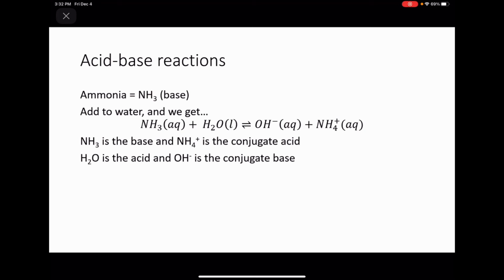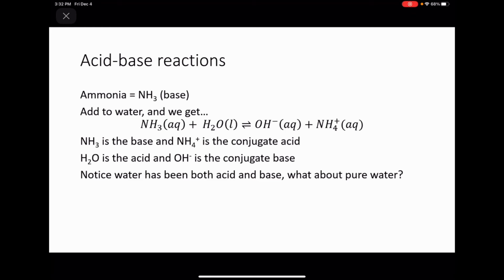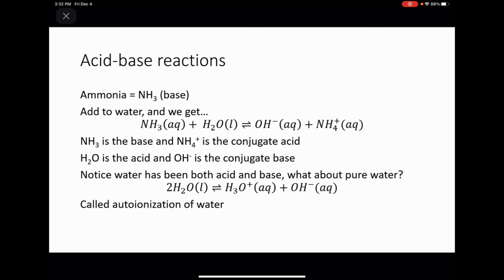It's important to remember, so NH3, NH4 plus, those pairs are involved no matter whether you're reacting with water or some other acid. It doesn't really matter. You will always go from NH3 to NH4 plus. But you'll notice in these last two slides that water's acted like both an acid and a base. So what if we put water with water? We get the auto-ionization of water. So you get H3O plus, the conjugate acid of H2O as a base, and OH minus, which is the conjugate base of H2O as an acid. So you'll always have H3O plus ions and OH minus ions in water. It's just you don't have very many of them, as we'll see later on.